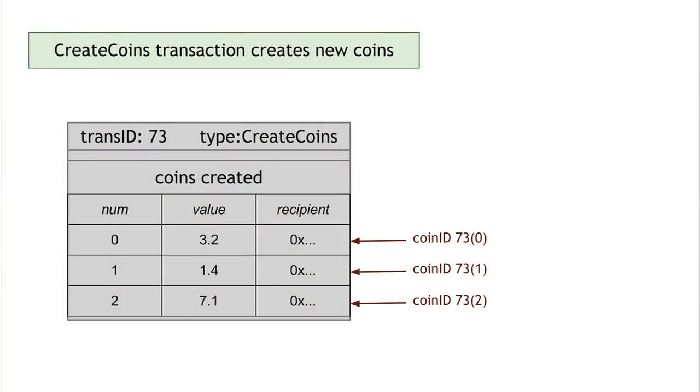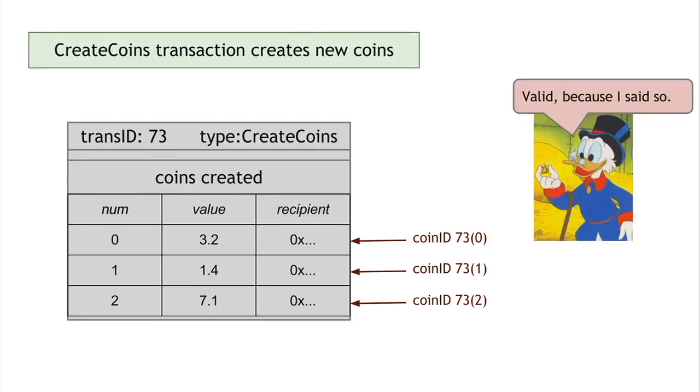Now we're going to have a concept in Scrooge coin of a coin ID. That refers to a particular coin. So this particular coin here is coin ID 73/0 because it was created in transaction 73 and it was number 0 within that transaction. Similarly, we have 73/1, 73/2, and so on. So every coin in Scrooge coin has a coin ID that we can use to refer to it.